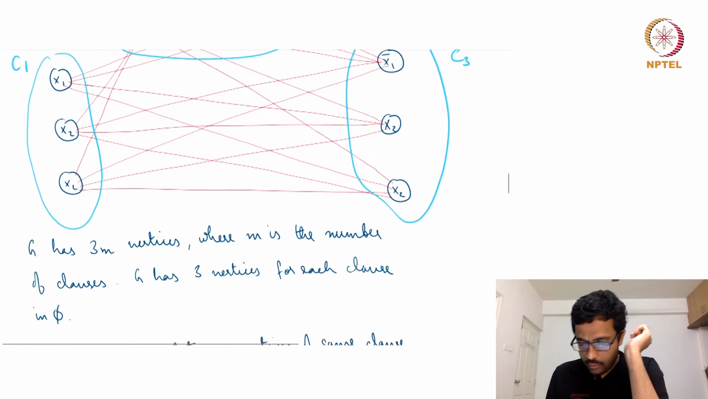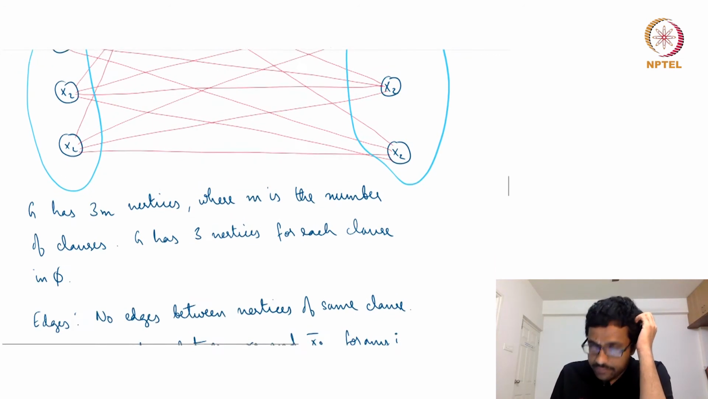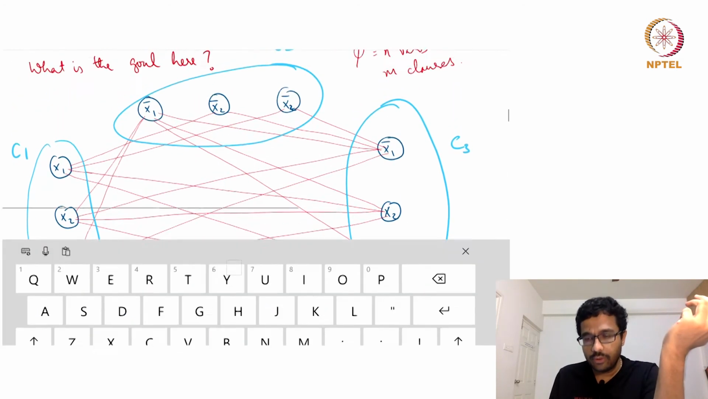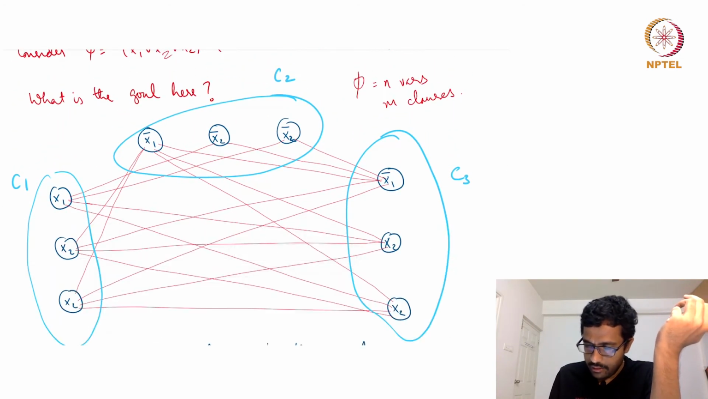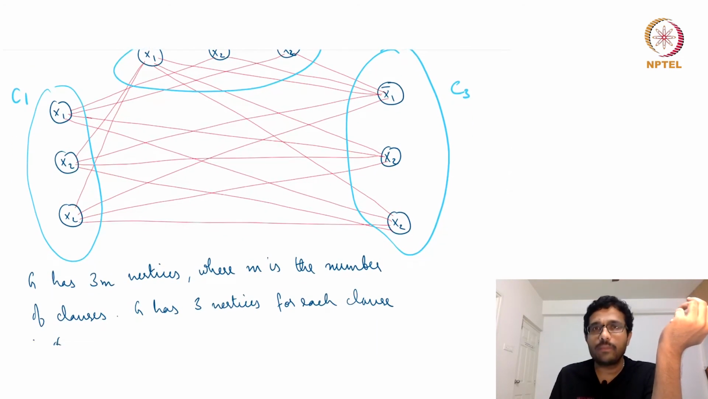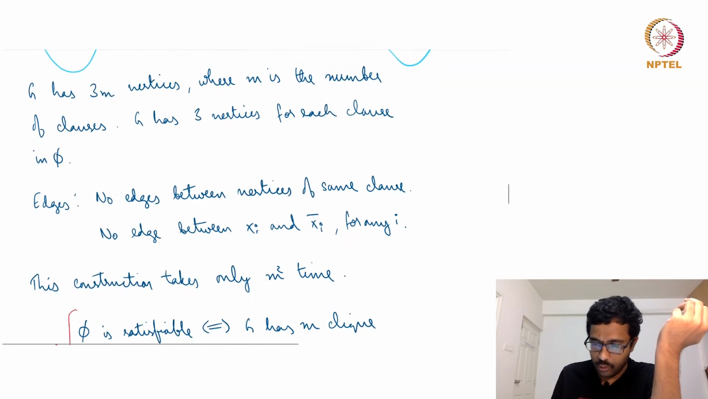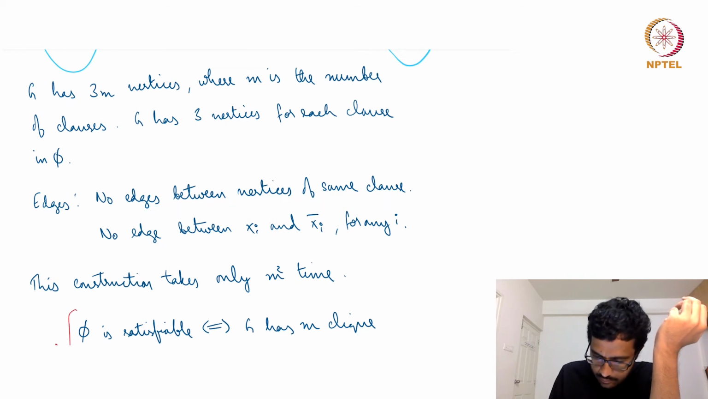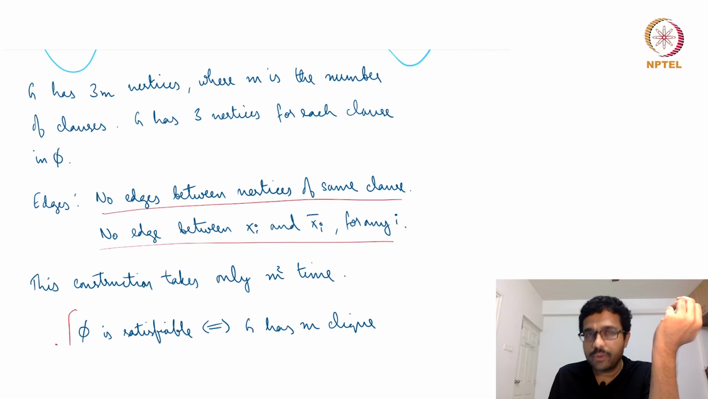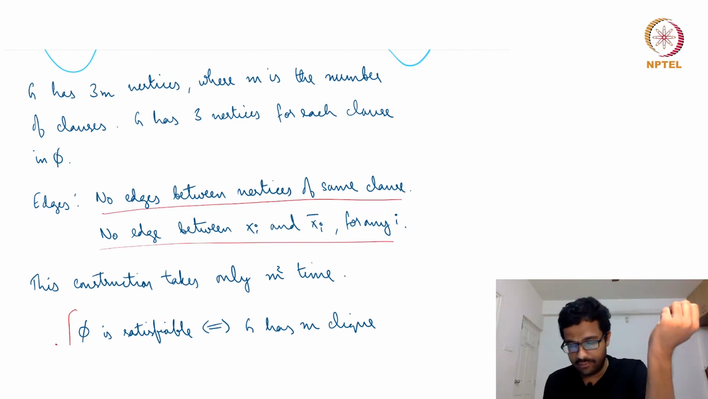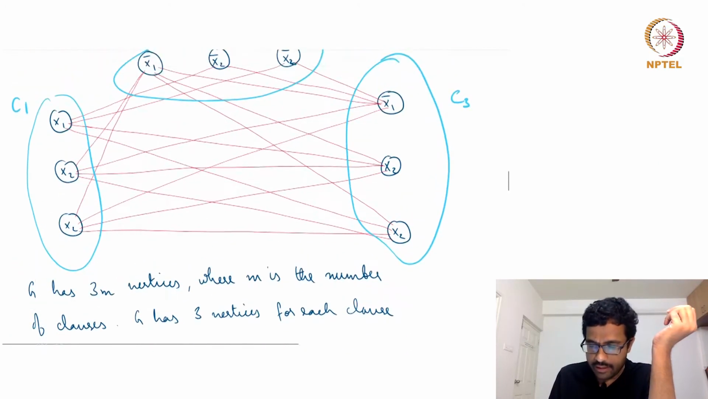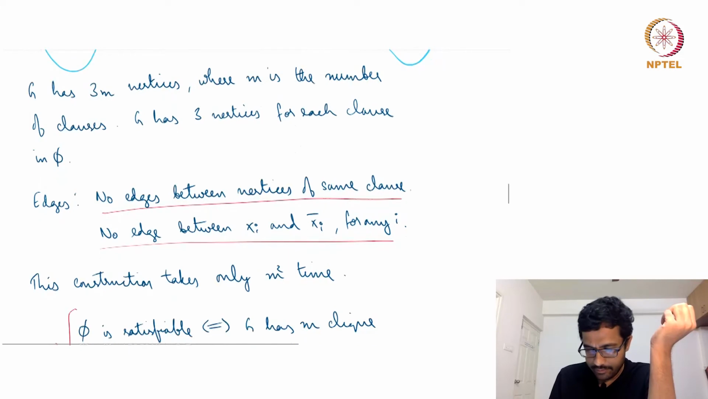So you make 2 vertices adjacent if, one, they are in two different groups, and two, they are not complements of each other. So no edges between vertices of the same clause, and no edge between xi and its complement for any i. These are the only rules, and you connect everything else. You can check in this figure that everything else is connected.